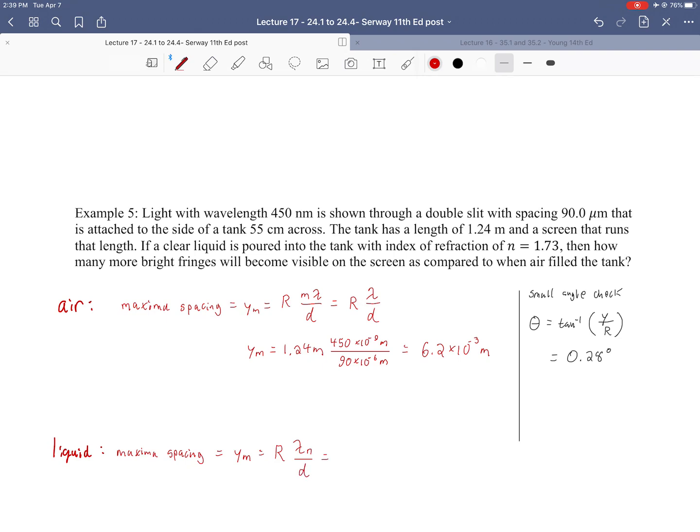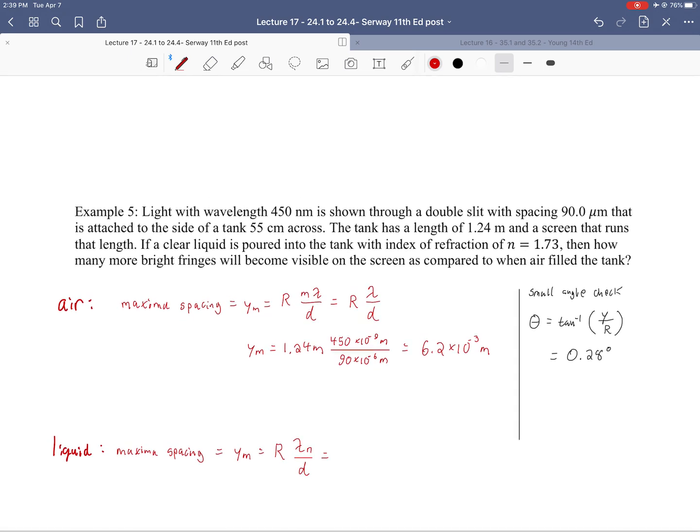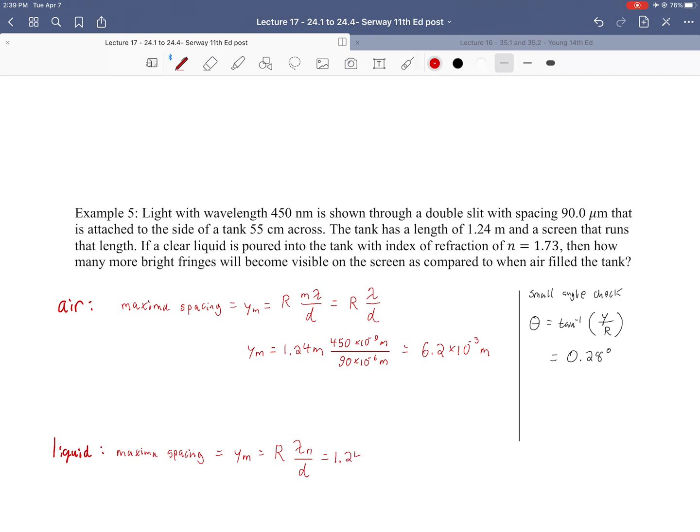Okay, so then that's just times d. And so lambda n is just going to be lambda over the index of refraction. So then we'd have our 1.24 meters. We'll have our 450 times 10 to the negative 9 meters, but divided by 1.73, the index of refraction. And then that's all still going to be over the spacing of 90 microns, so 90 times 10 to the negative 6 meters.